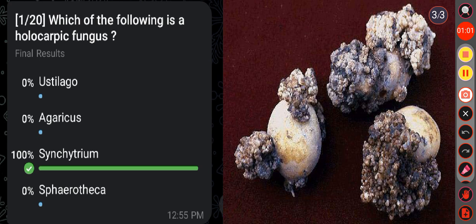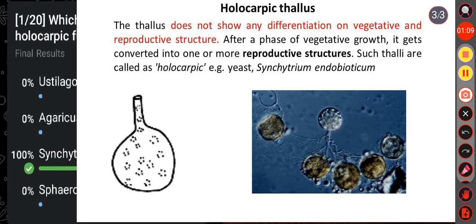Depending upon how the fungal thallus is involved in the formation of reproductive structure, they are divided into two types, that is holocarpic and eucarpic. Then what is holocarpic? Remember, in this category of fungi, the entire thallus gets converted into one or more reproductive bodies. Hence, the vegetative and reproductive phase can never occur at the same time. So, the holocarpic thallus does not show any differentiation into vegetative and reproductive structure. For example, yeast and Synchytrium.